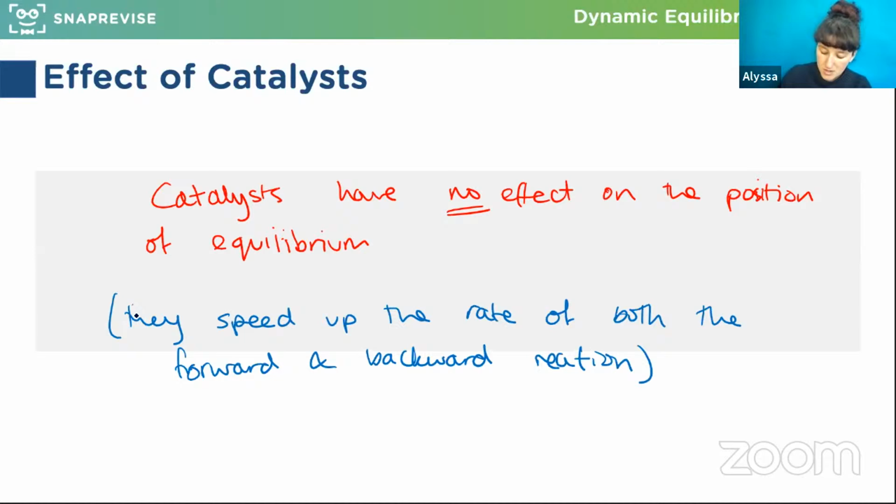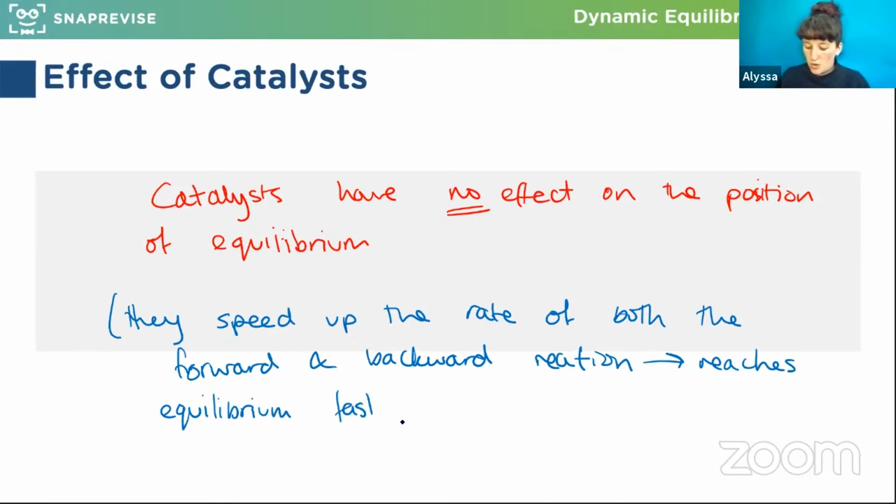And because of that, because they speed up the rate of the forward and backward reaction, then we would get to equilibrium faster if we were to start from scratch with a catalyst. If we were to chuck some reactants into a pot with a catalyst, they would reach equilibrium faster because both rates of reaction would be happening quicker. So we'd get to equilibrium faster. However, the position of equilibrium would not change.